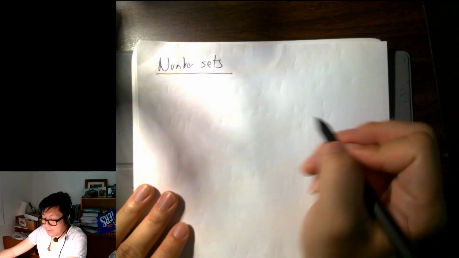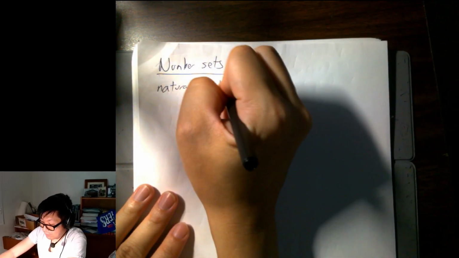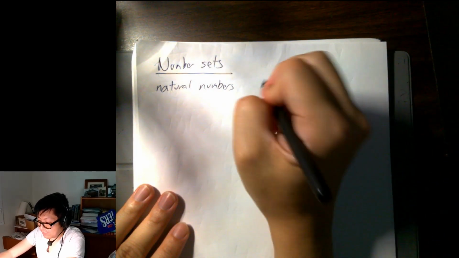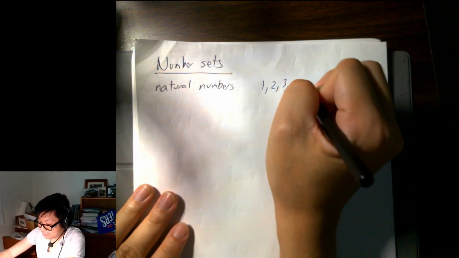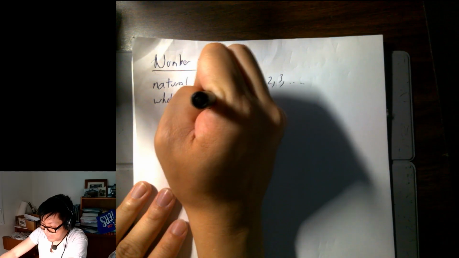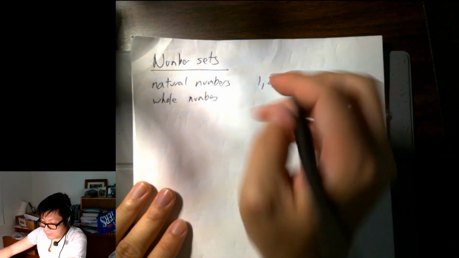We're going to talk about number sets. The first number set we have are the natural numbers. These are counting numbers, 1, 2, 3, 4, 5, and so on. The number set after that is called whole numbers. In addition to the natural numbers, it includes 0.